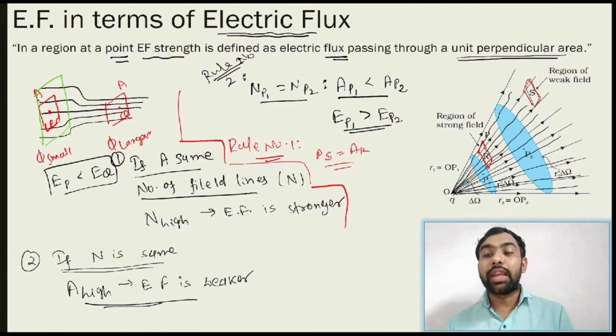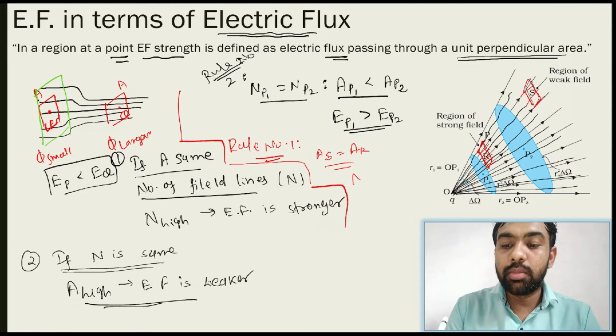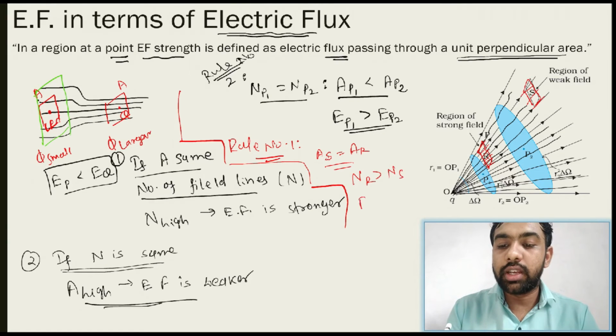So where is the number of field lines higher? See, here how many field lines? 1, 2, 3, 4, 5, 6, and here 1, 2 and 3. So here we can say that the number of field lines at R is greater than the number of field lines at S. It means electric field at R is greater than electric field at S.